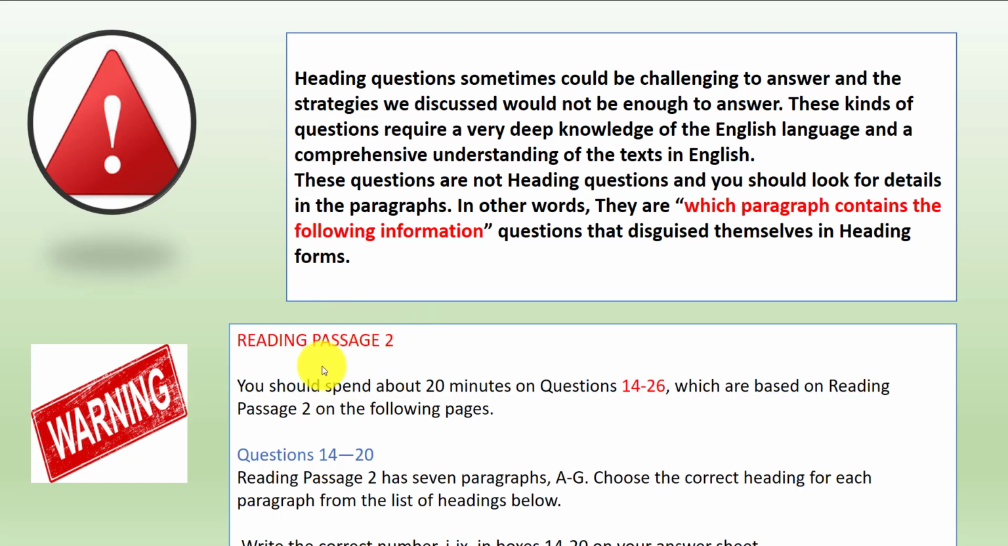Now, let's start. This is reading passage 2. Let's read the instructions. You should spend about 20 minutes on questions 14 to 26, which are based on reading passage 2 on the following pages. Questions 14 to 20. Reading passage 2 has 7 paragraphs, A to G. Choose the correct heading for each paragraph from the list of headings below.